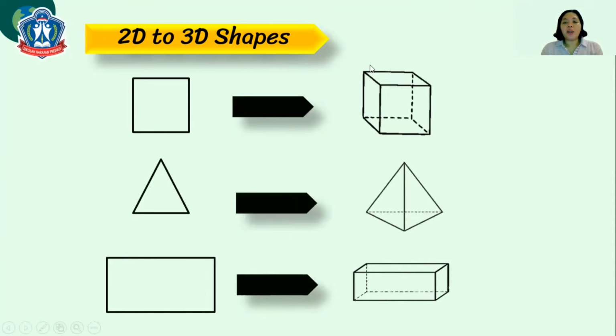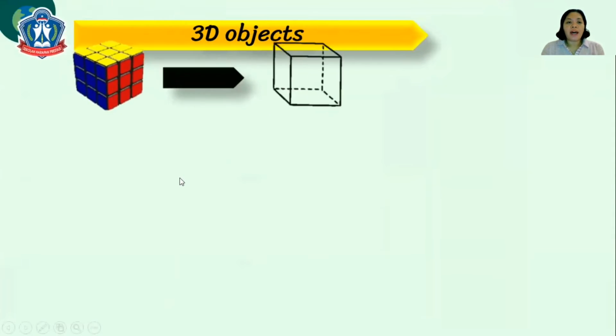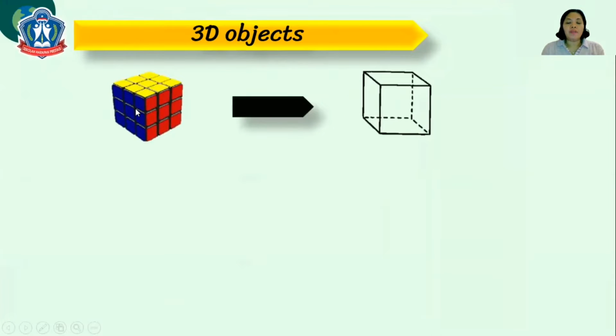Okay, so we have a cube, a tetrahedron, and a cuboid. Now, these are some 3D objects. We have a cube. Are you familiar with a Rubik's Cube? Do you play with a Rubik's Cube? A Rubik's Cube, or a cube, consists of squares. All the faces are squares.